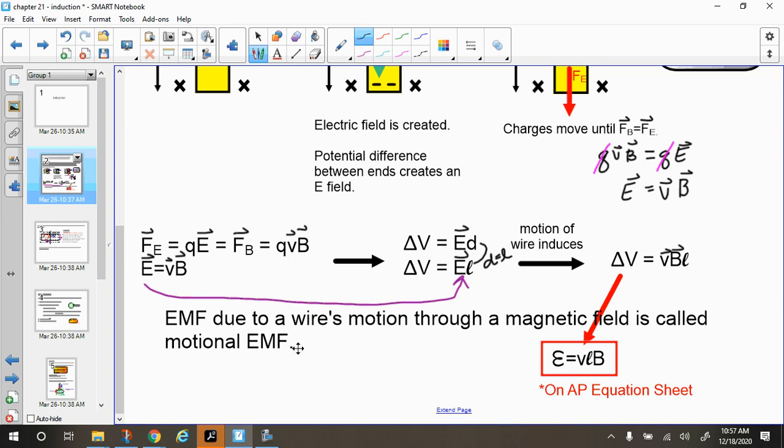So this is EMF due to a wire's motion through a magnetic field. And remember, EMF used to stand for electromotive force, and then people were like, well, it's not really a force, so we'll just call it EMF. But it's basically the potential difference that's created on the top and bottom of this wire. This equation is on the AP equation sheet, and so you will have access to that. Just make sure you know what all those terms mean.